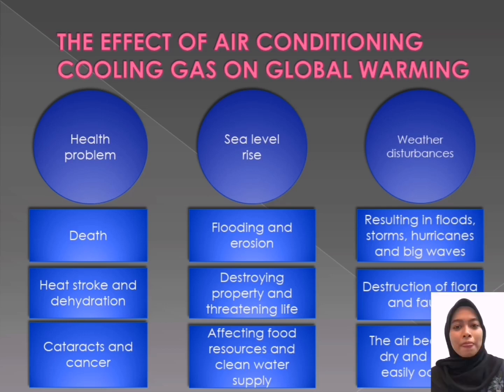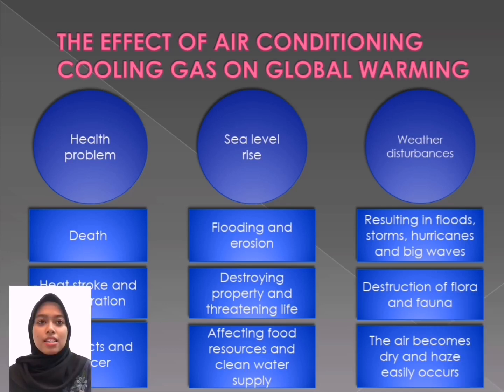Now we will continue with the effect of air conditioning cooling gas on global warming. First, health problems can be diet, heat stroke and dehydration, cataract and cancer. Next, sea level rise, which we can see with flooding and erosion, destroying properties and threatening life, affecting food resources and clean water supplies. And last, weather disturbance, resulting in floods, storms, hurricanes and big waves, destruction of flora and fauna, and the air becomes dry and haze easily occurs.